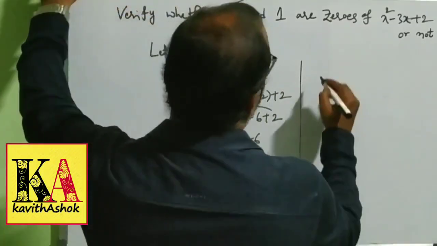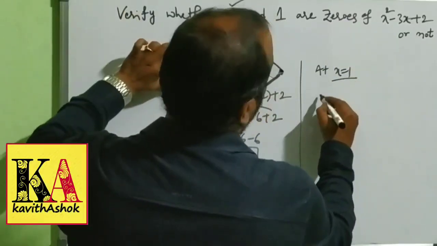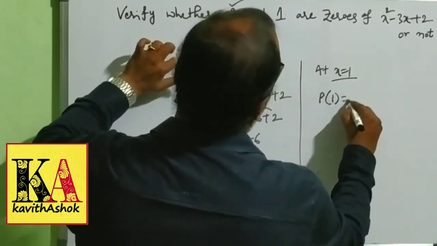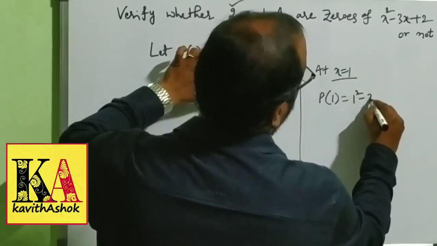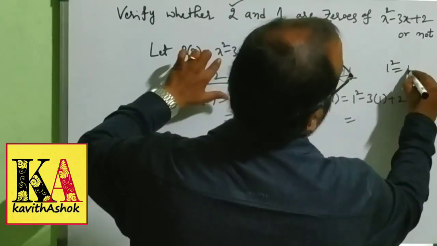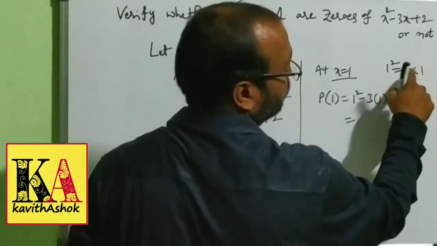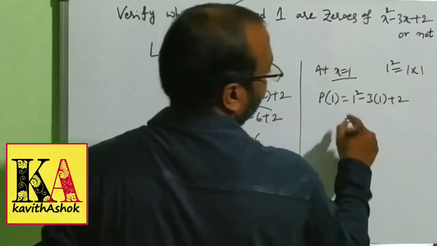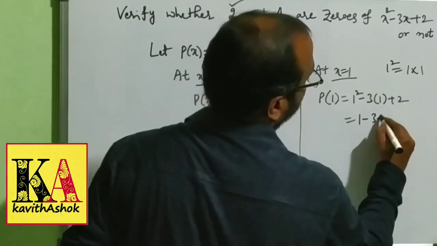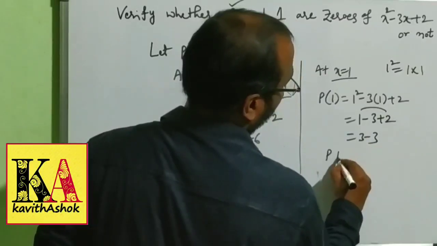Now at x is equal to 1. Again P of 1 is 1 square minus 3 into 1 plus 2. Again 1 square is nothing but 1 into 1. Don't write 1 into 2 value 2. 1 square in the sense 1 into 1, that is 2 times. 1 square is 1 here, minus 3 plus 2. 3 minus 3. So P of 1 is equal to 0.